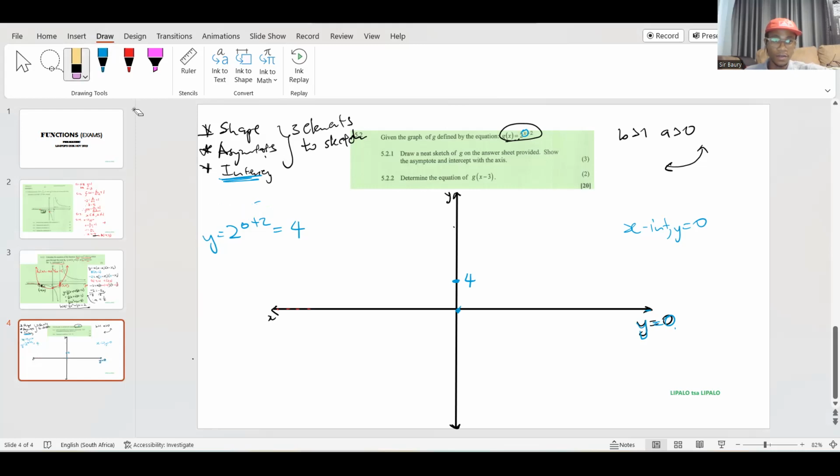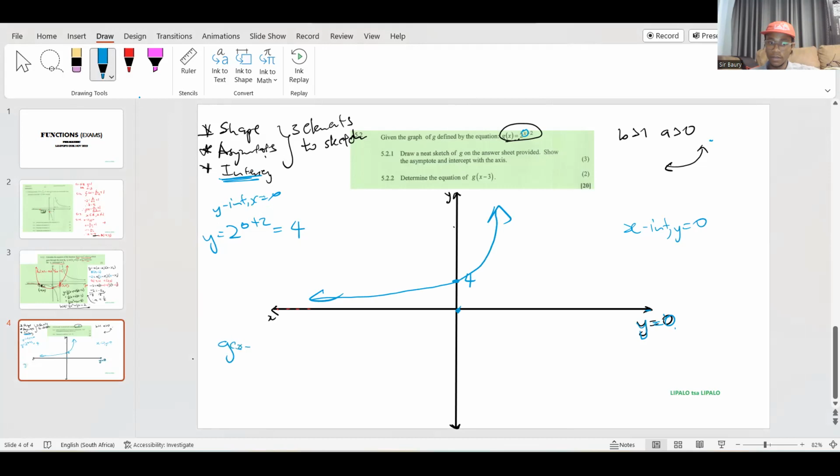Let me fix this quickly. The y-intercept is where x equals 0. And then my graph is going to be in this shape. That's where I took the shape. I know the asymptote, and I calculated the y-intercept. Another 3 marks.